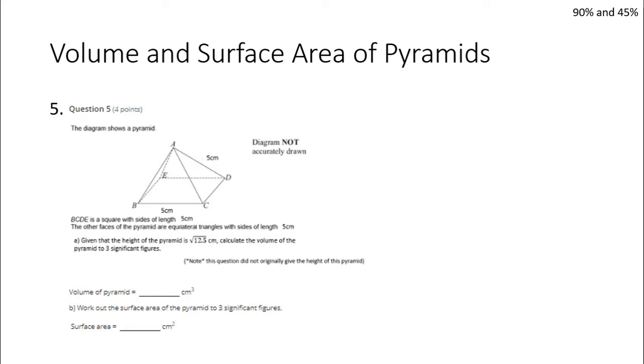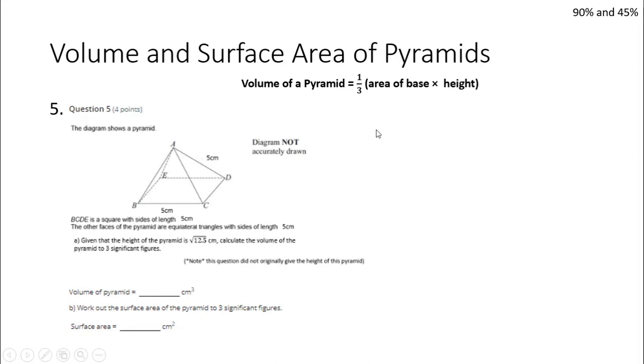Last question, the volume and surface area of pyramids. Now, the first part of this went quite well. We know how to find the volume of a pyramid, but the surface area of the pyramid, that's where the problems came in. Okay, so let's go through the volume quickly then. The volume of a pyramid, we should know by now, is 1/3 the area of the base multiplied by the height.